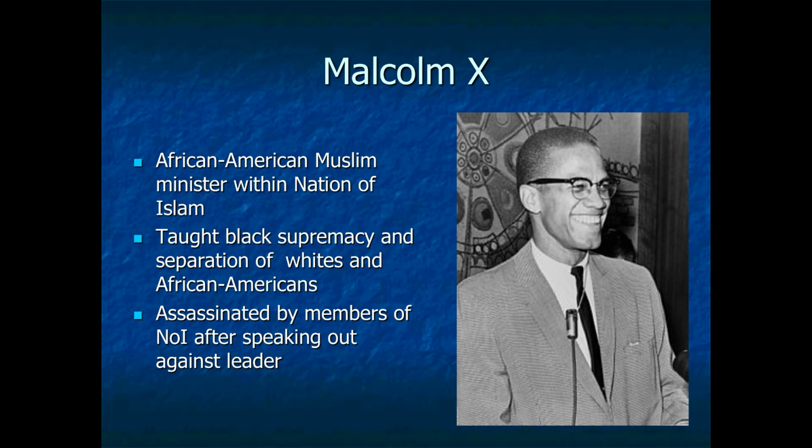So very good movie and book written by Alex Haley, and Denzel Washington plays Malcolm X in that movie if you're interested in watching that.